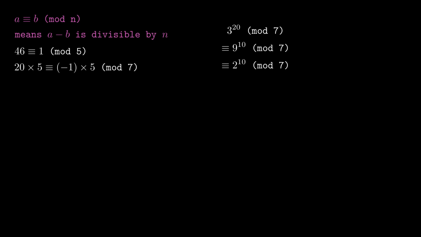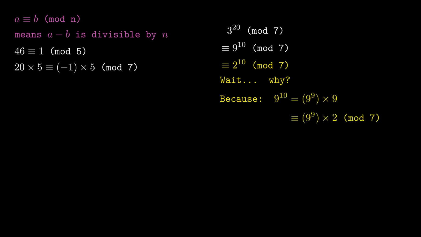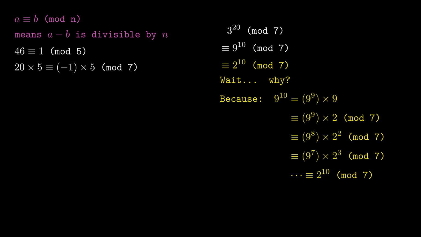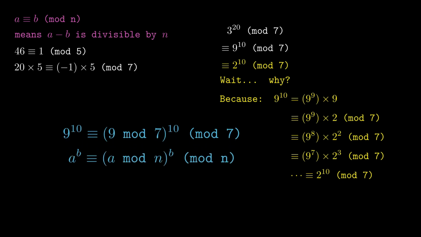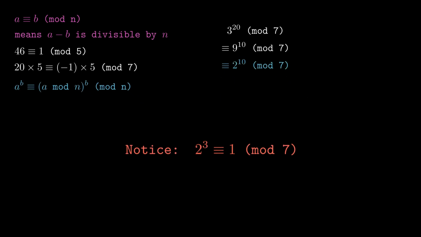Hold up, is this valid? Well, from our experiment in the multiplication section, we might feel comfortable replacing the 9s with 2s one at a time like so. So 9 to the 10 is congruent to 2 to the 10 mod 7, and in fact we can generalize. Replacing numbers with letters, we get a to the b is congruent to a mod n to the b mod n. From here, you might notice that 2 cubed is 8, which is congruent to 1 mod 7, which we can use to our advantage like so.